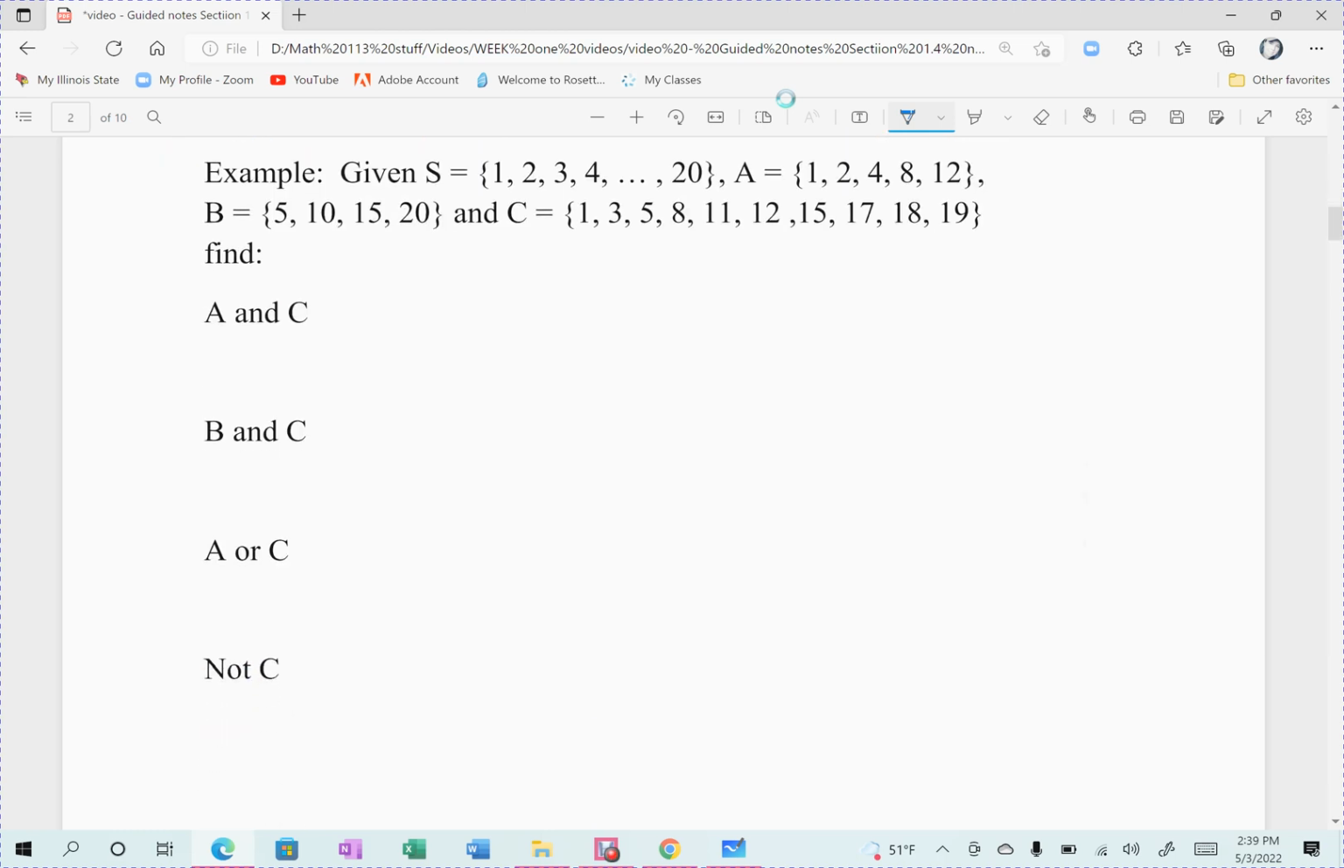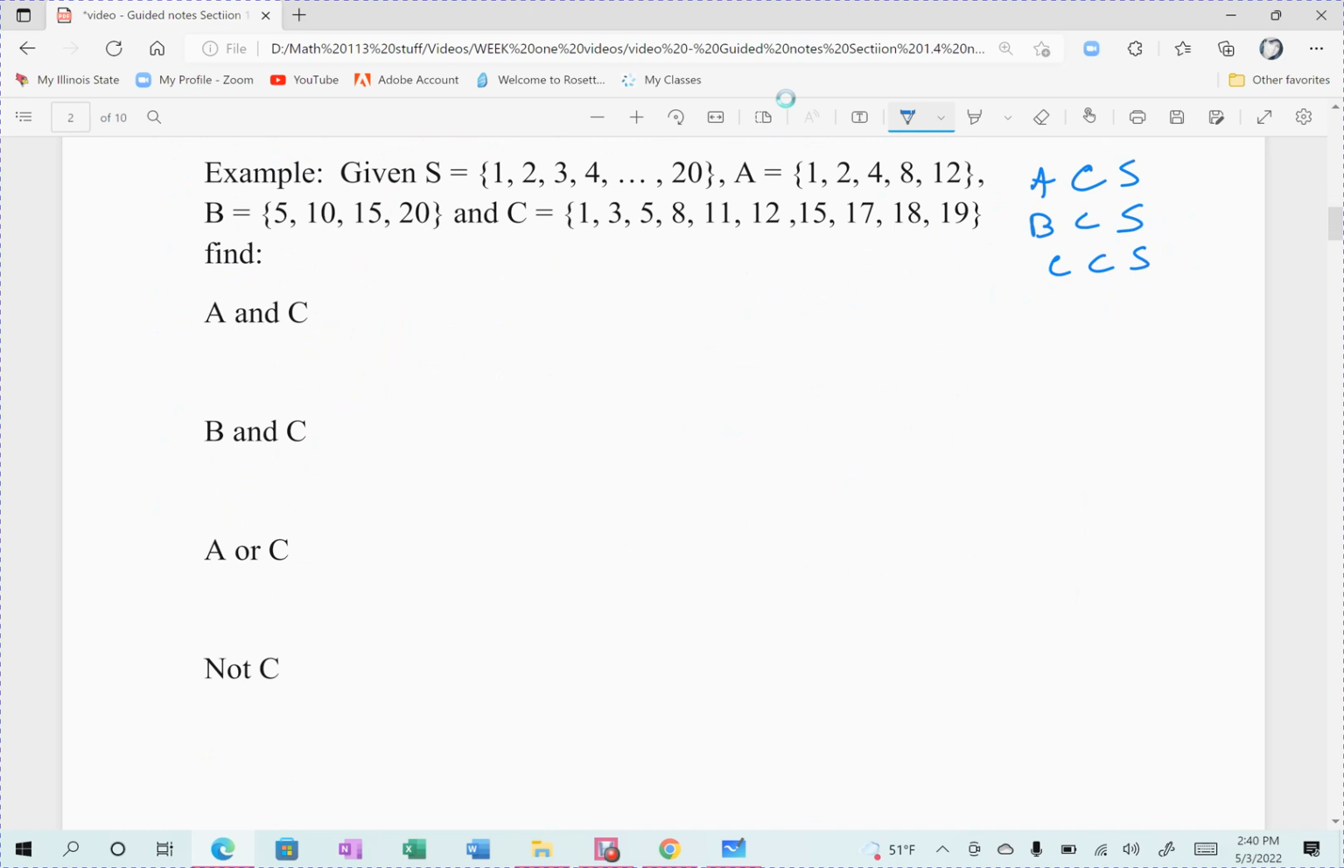Given set S is the numbers 1, 2, 3, 4, all the way through 20. The dots there indicate numbers 1 through 20, so 1, 2, 3, 4, 5, 6, 7, all the way up to 20. Subset A is the numbers 1, 2, 3, 4, 8, and 12. B is 5, 10, 15, 20. And C is the set that's given there. All of them are subsets. A is a subset of S, B is a subset of S, and C is a subset of S. All of the numbers given are between 1 and 20.